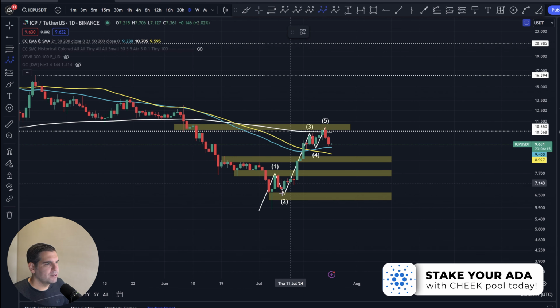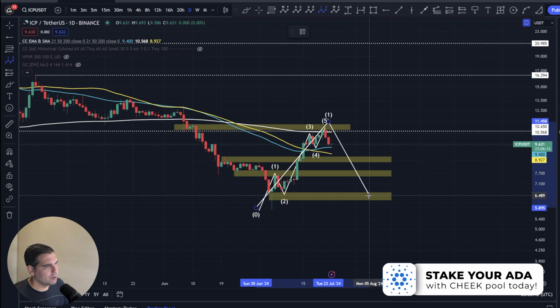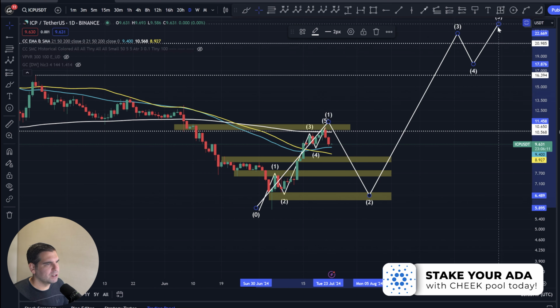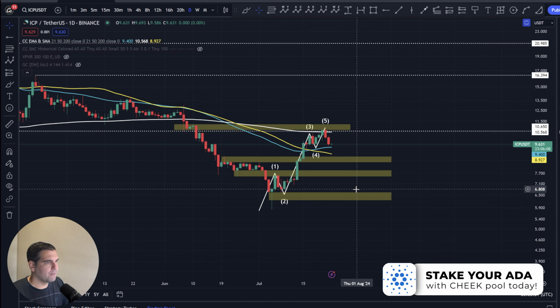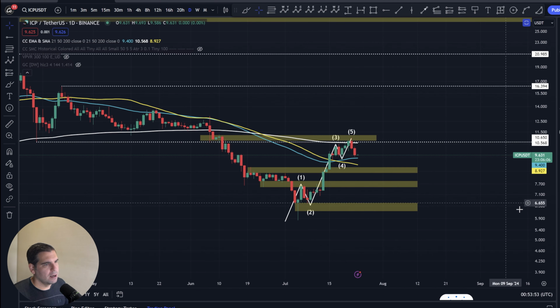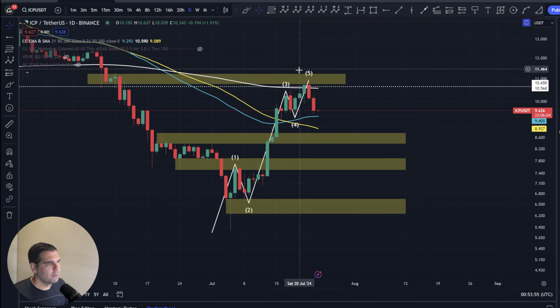Or we get those more explosive moves where we have a deeper retracement for a typical wave 2 and an explosive move to the upside in a bigger impulsive 5-3-5-3-5 structure. Okay, so there's a lot to play for here. This retracement that we're finding on ICP could be a great dollar cost averaging opportunity ahead of what is to come next.